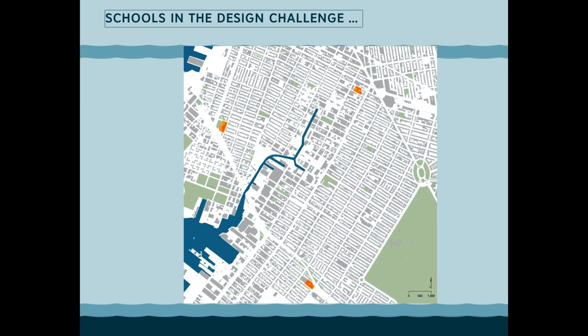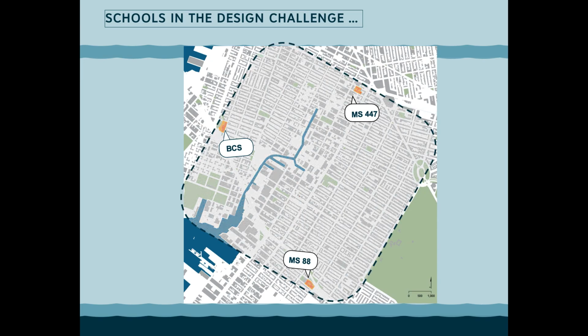Okay, who's in this design challenge? Here's a map showing the Gowanus Canal, the blue line in the middle. Students from 3 schools will be creating proposals for your school campus: Brooklyn Collaborative Studies, MS447, and MS88. We asked your schools to be in this challenge for an important reason. You're all located within an area called the Gowanus Sewer Shed. See this dotted line? It represents the area that adds CSO to the Gowanus Canal when it rains. All CSO goes to a waterway, and yours goes to the Gowanus Canal.